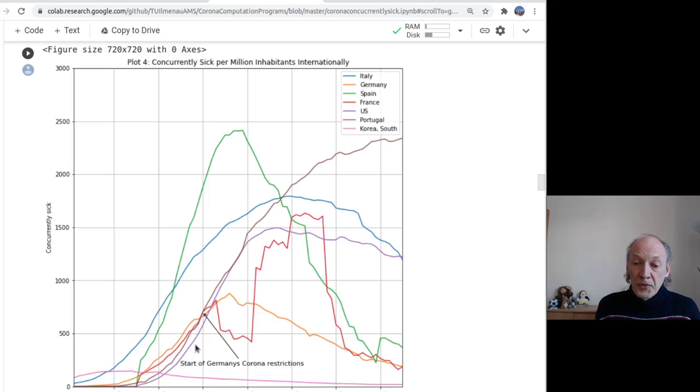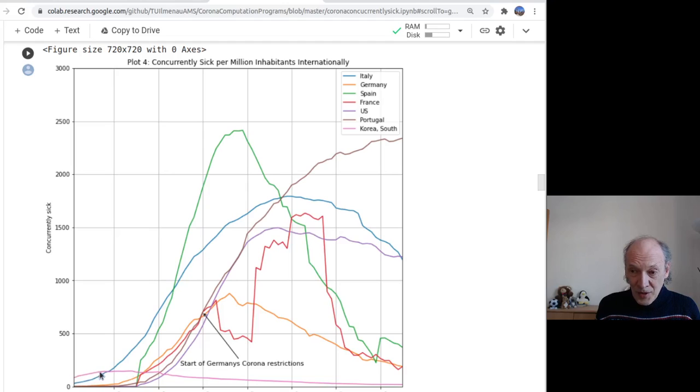And you can also see here that the US was just continuing to rise and flattened a little bit and then was rising again. Here Spain had a very high peak in spring. Italy too. Portugal was continuing to rise. So you can see here that Germany fared relatively well in springtime with their restrictions. So I would say this was an example of very successful measures.